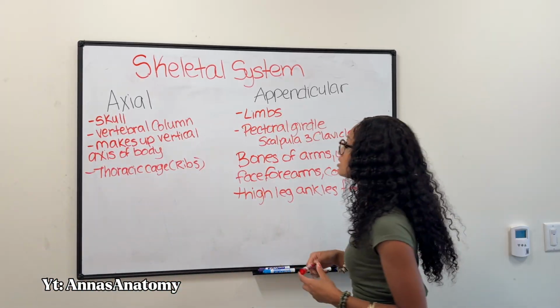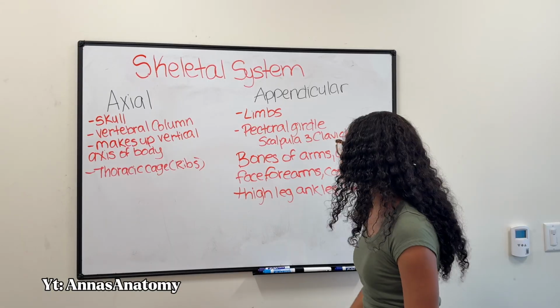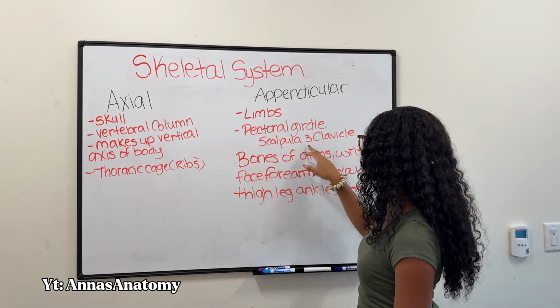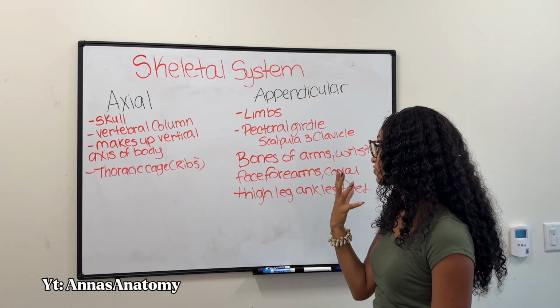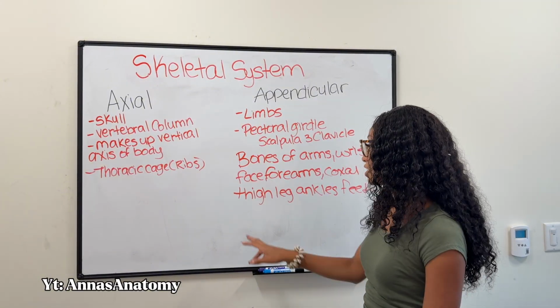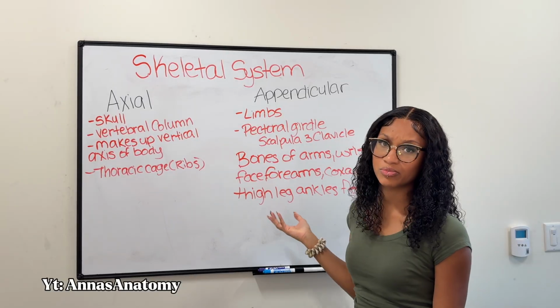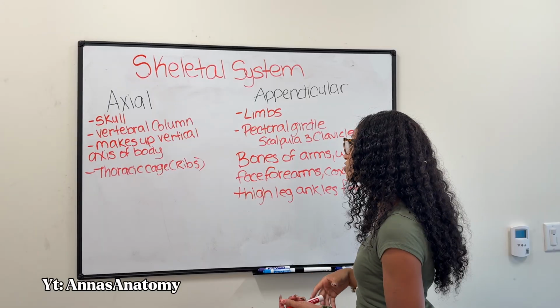On the appendicular side, we have the limbs, the upper limbs and lower limbs, the pectoral girdle, which includes the scapula and clavicle. We also have bones of arms, wrist, face, forearms, coxal, which is your hip bone, your thigh, leg, ankles, and feet. So these are all very important areas of your body, but they're not protecting vital organs.